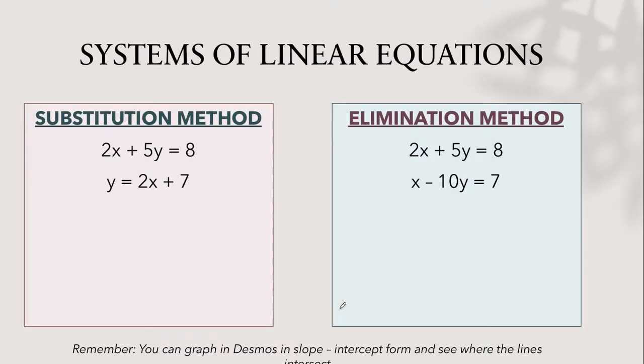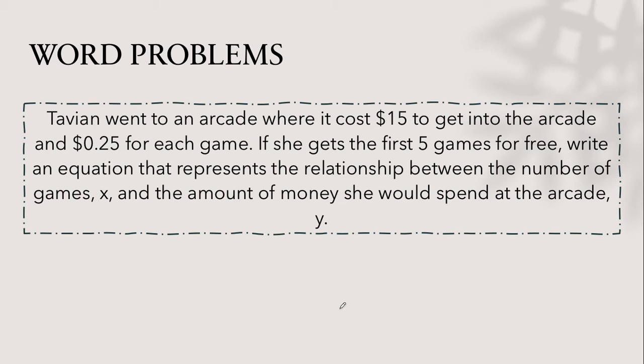Okay, we're reviewing a lot. All right, let's do this. Okay, Tavia went to an arcade where it cost $15 to get into the arcade and 25 cents for each game. If she gets the first 5 games for free, write an equation that represents this relationship. Well, if it costs me $15 to get in, I'm only paying this. This is a one-time fee.